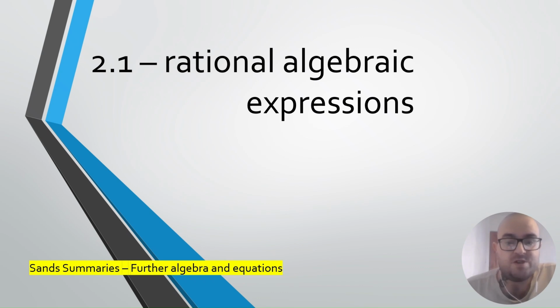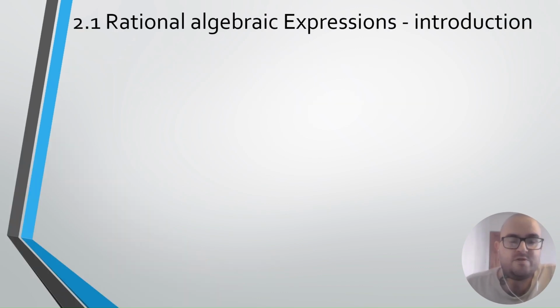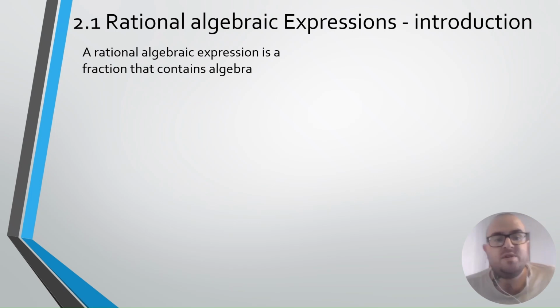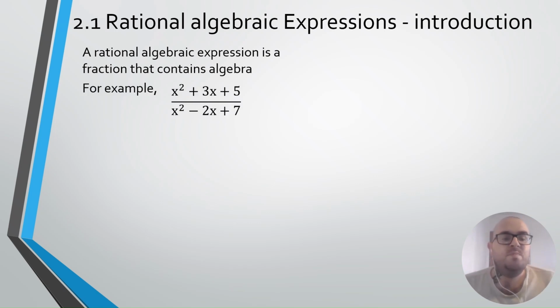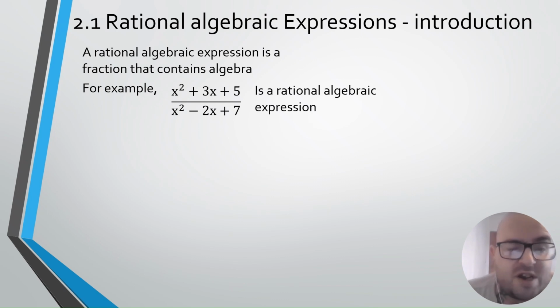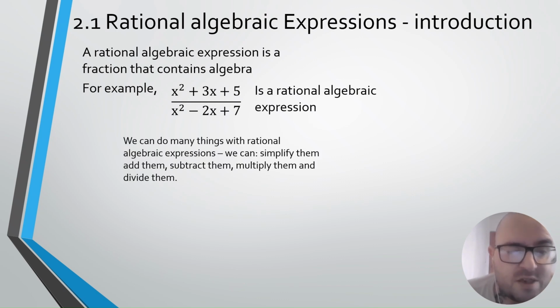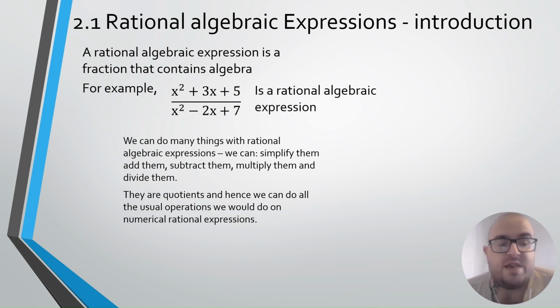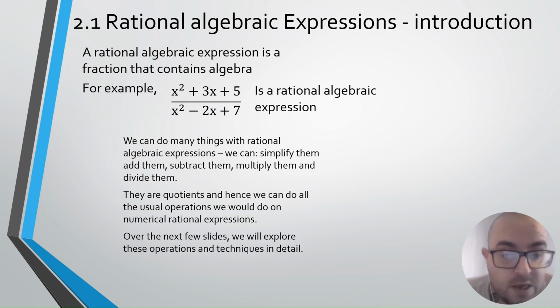Rational algebraic expressions. Introduction. A rational algebraic expression is a fraction that contains algebra. For example, x squared plus 3x plus 5 over x squared minus 2x plus 7. This is a rational algebraic expression. There's many things you can do. You can simplify them, you can add them, you can subtract them, multiply them and divide them. They are quotients, and hence we can do all the usual operations we would do on numerical quotients, which are just fractions. The next few slides we will explore these operations and techniques in detail.